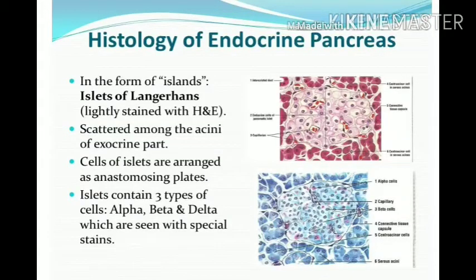Now when we look at the endocrine part of the pancreas, which is called the islet of Langerhans, it is also called islands of Langerhans and forms the endocrine portion of the pancreas. It is the group of cells interspread among the acini.